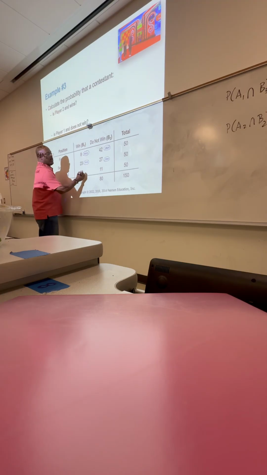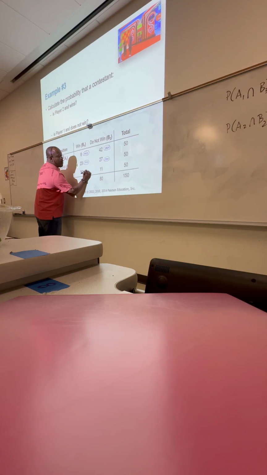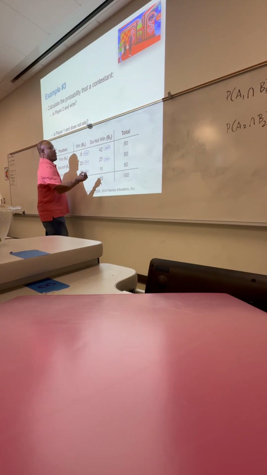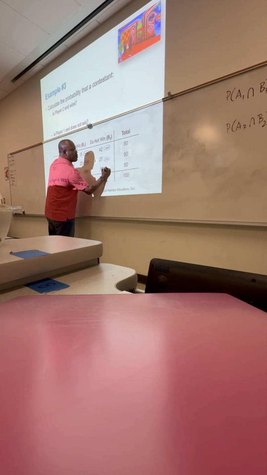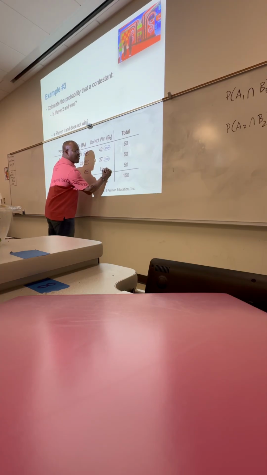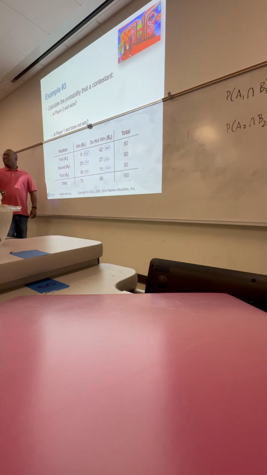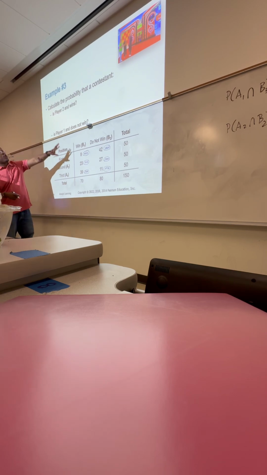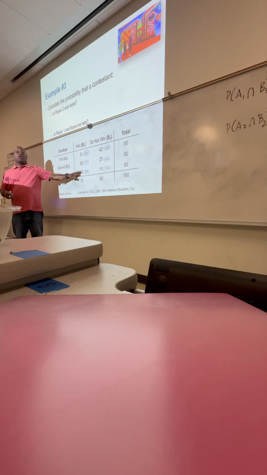39 divided by 150? 0.26. Even? Yeah. Okay, I like when stuff comes out nice and even. And 11 divided by 150, 0.0733. Okay. All right, good. Do y'all understand where we got these proportions from? You take the frequencies divided by the grand total, okay?